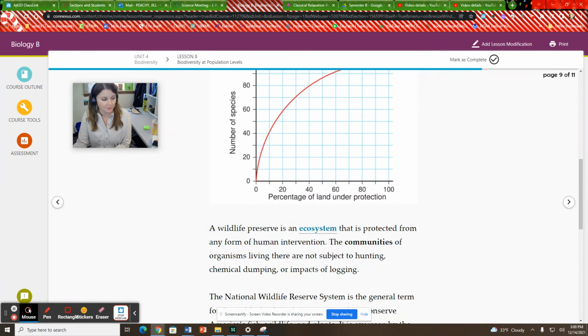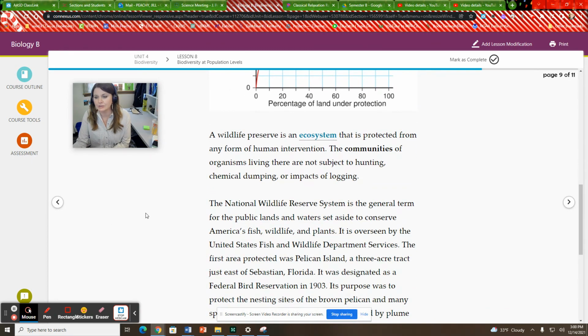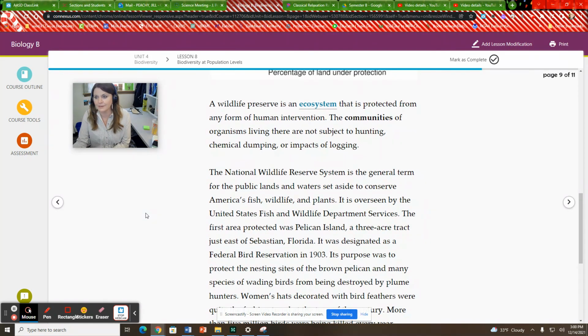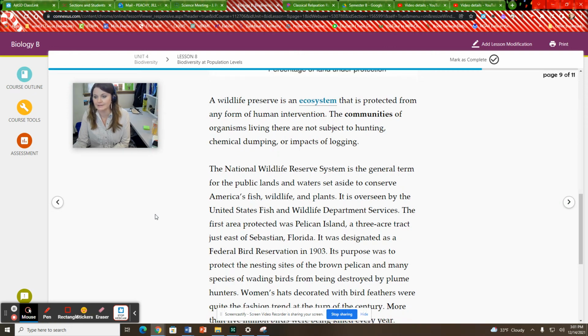So how can we help? What can we do to increase biodiversity? And so they talk a little bit about one of the things that we can do. We can set up wildlife preserves that are protected from any form of human intervention. Here, the communities of organisms that live there are not subject to hunting, chemical dumping, or impacts of logging.